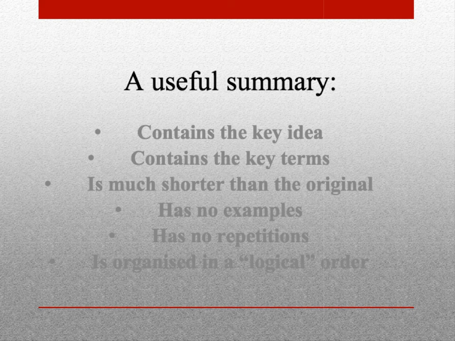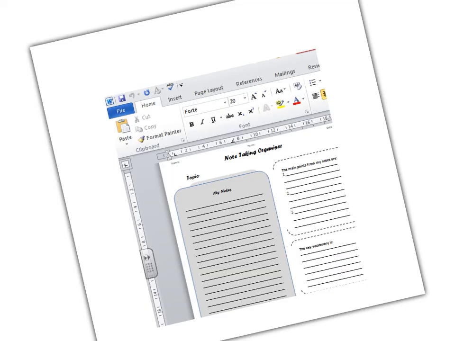I would write headings for each of the key steps in the election process, there are 7 of them, and summarise the information about each step under each of those headings. And here is your note-taking organiser.